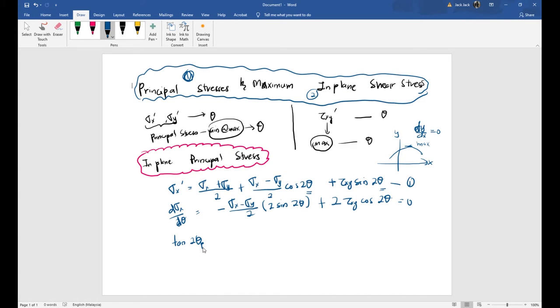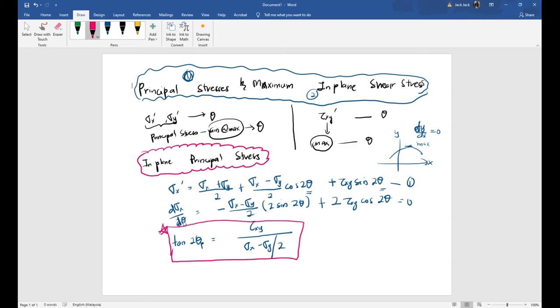So let's define the equation as tangent 2 theta p is equal to tau xy divided by (sigma x minus sigma y) over 2. This is the important equation in order to determine the principal stress, so you have to memorize it.